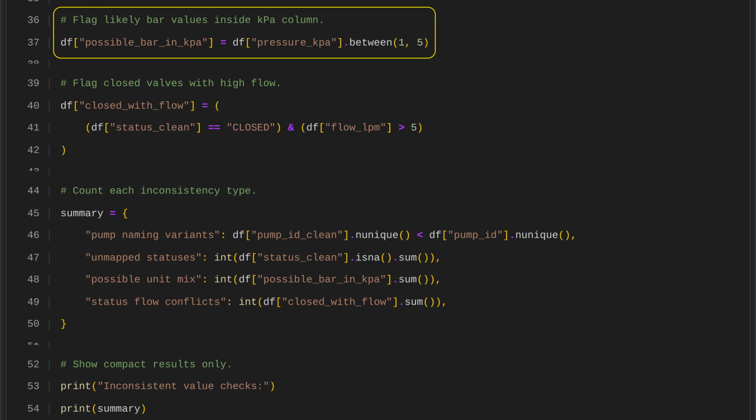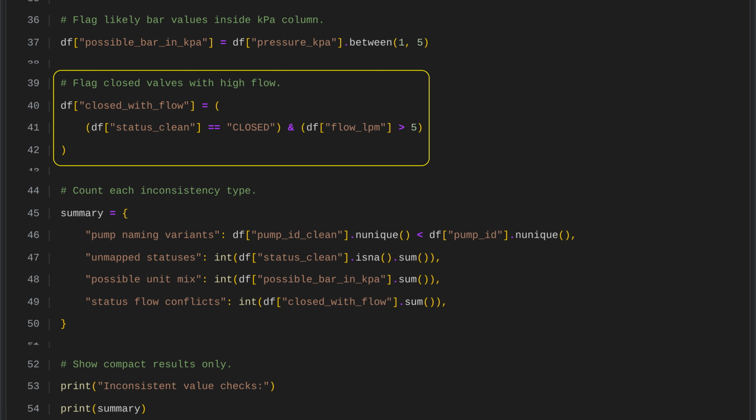We check the pressure data for possible unit mix-ups by looking for values that are unusually low for kilopascals. Because 1 bar is about 100 kilopascals, pressures between 1 and 5 kilopascals may actually have been recorded in bars. A between check flags these suspicious values in a new column, making them easier to review and correct.